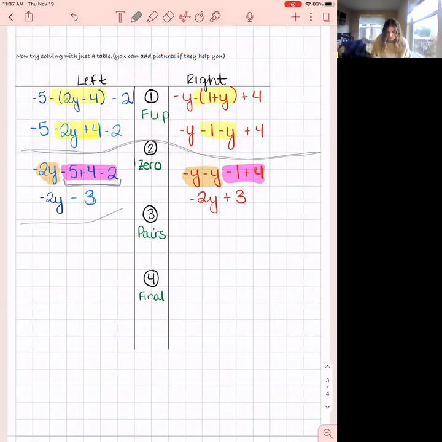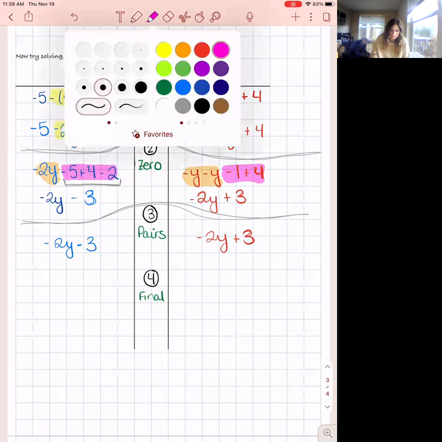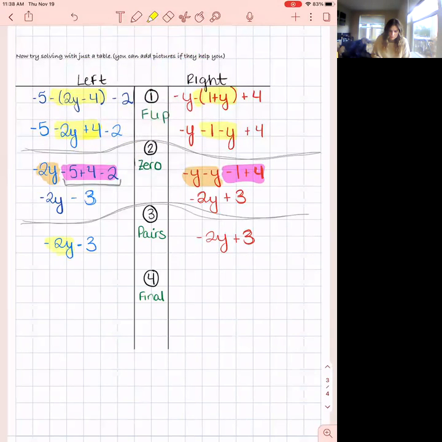That's your zeros. That's your combining like terms. So I'm going to rewrite it for step 3. So minus 2y minus 3. And I'm trying to pair that up with minus 2y plus 3. Here's where it gets tricky. What is something they both have? They both have 2 negative y's. So I can remove 2 negative y's from both sides.